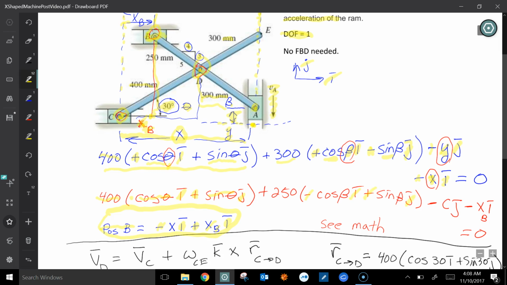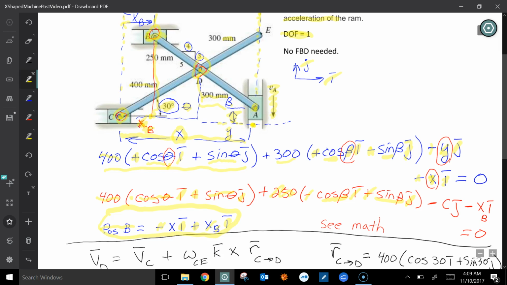And the distances, avoid the 3, 4, 5 triangles. So the distances are going to be cosine of beta in the horizontal. Remember, I'm going from D to B. And the sine of beta in the vertical. And of course, the distance is 250.